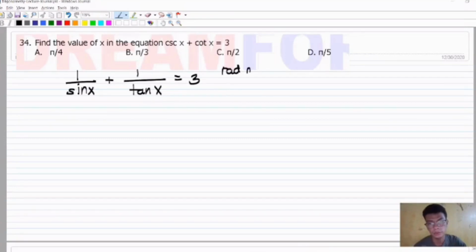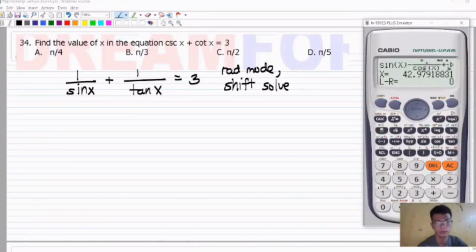So, using radian mode. Bakit radian mode naman ang gagamitin natin dito? Because the choices are merong pi. Diba kapag merong pi ang ating angle, that is radian. So, try natin mag-shift solve: 1 over sine x plus 1 over tangent x is equal to 3. Shift mode 4, radian tayo. Then shift solve.